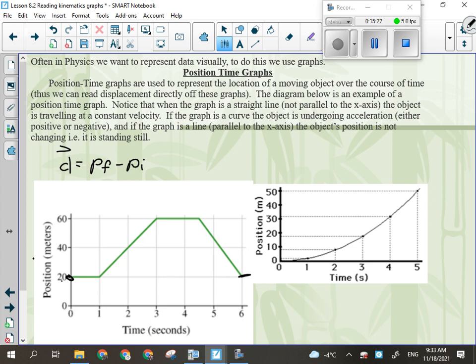All right. What's the average velocity of this object over the whole trip? Should have been that fast.